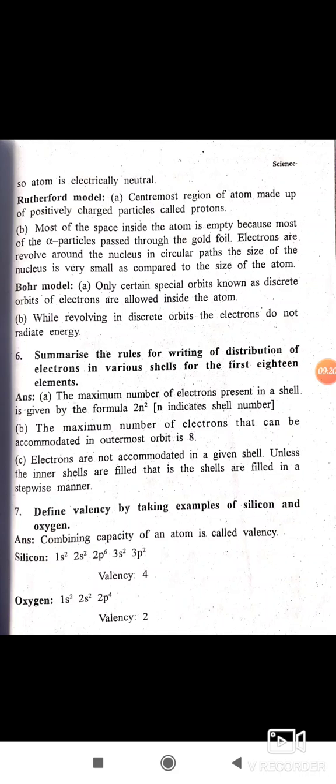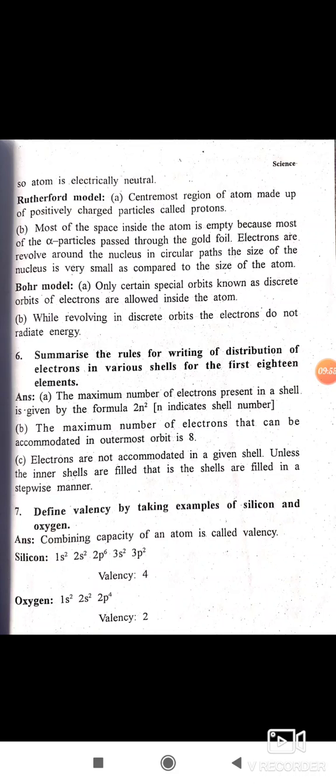So define valency by making examples of silicon and oxygen. So combining capacity of an atom is called valency. So in silicon, you have to see that the atomic number of silicon is 14. So you have to write that the 1s2, 2s2, 2p6, 3s2 and 3p2. 6 plus 2, 8, 8 plus 2, 10 and 10 plus 2, 14. And its valency is 4.